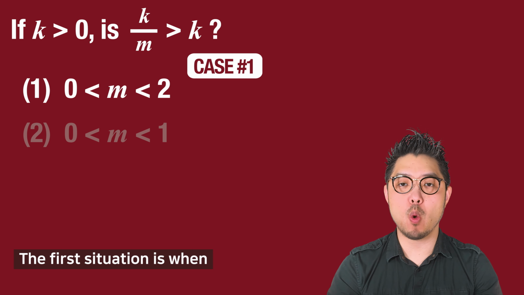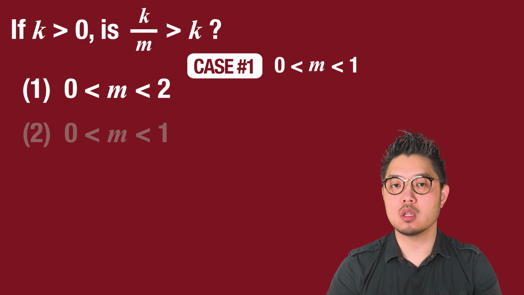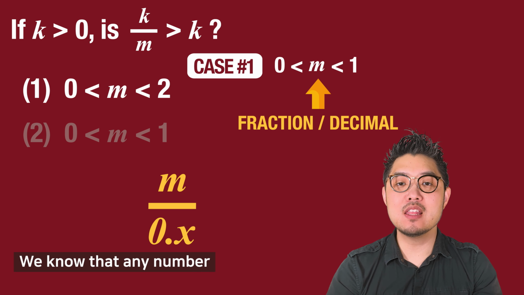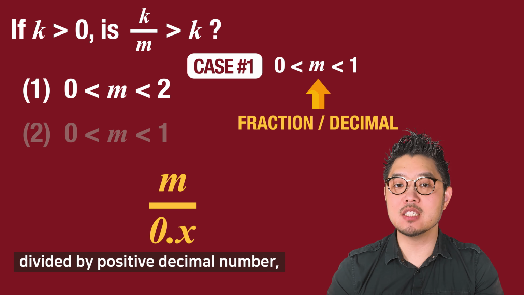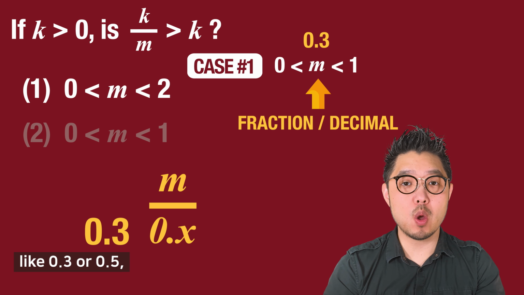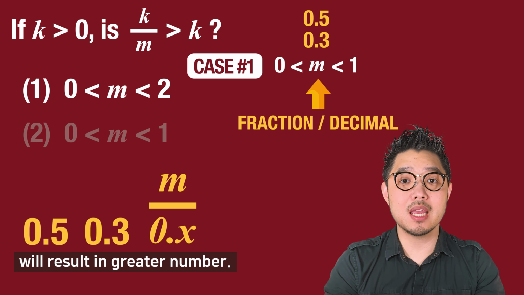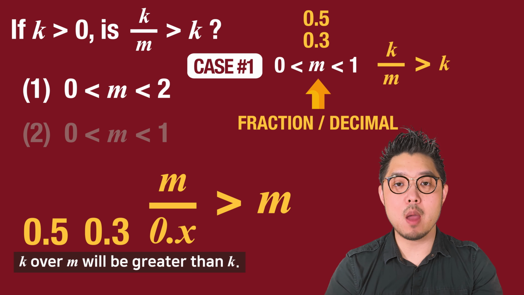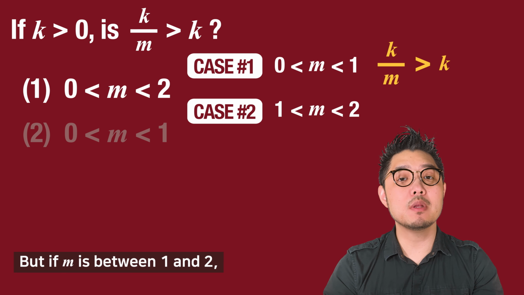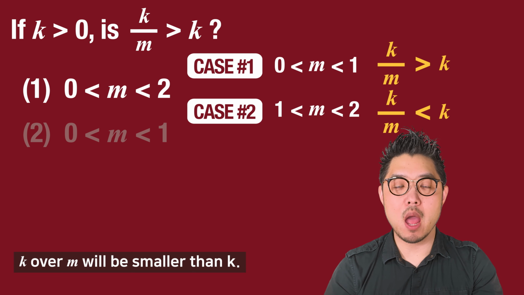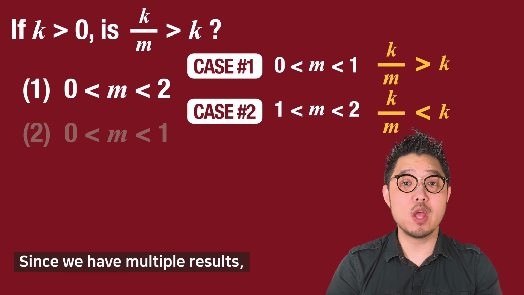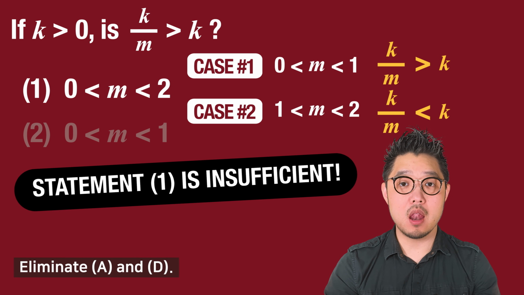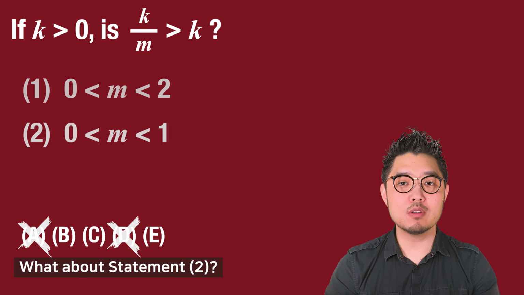The first situation is when m is between 0 and 1. If m is between 0 and 1, then it is a fraction. We know that any number divided by a positive decimal number, like 0.3 or 0.5, will result in a greater number. So if m is between 0 and 1, k over m will be greater than k. But if m is between 1 and 2, k over m will be smaller than k. Since we have multiple results, statement 1 alone is not sufficient. Eliminate A and D. What about statement 2?